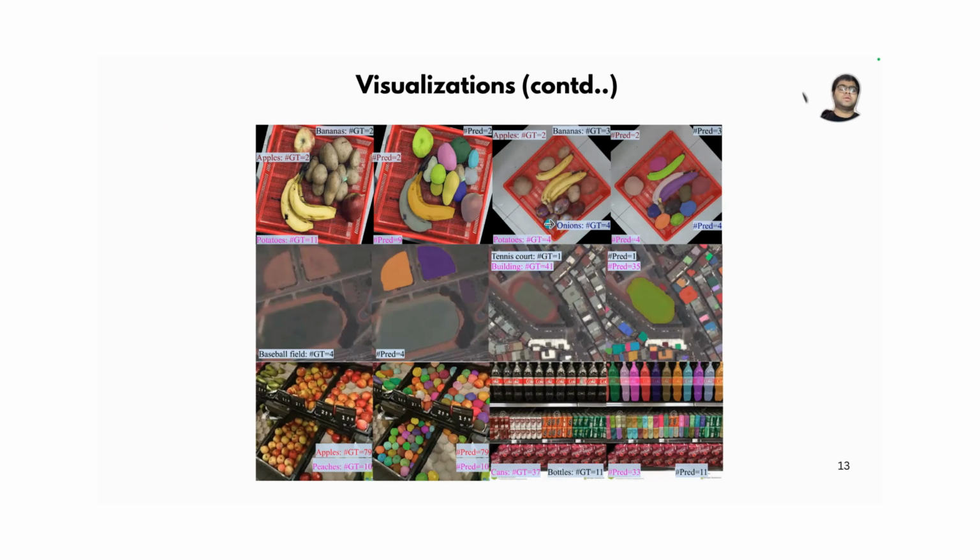Here are some additional visualizations from the OmniCount-191 dataset. We encompass different classes from different scenarios, like fruits to the natural world, to the supermarket, and whatnot. Here, OmniCount can handle each scenario very efficiently.